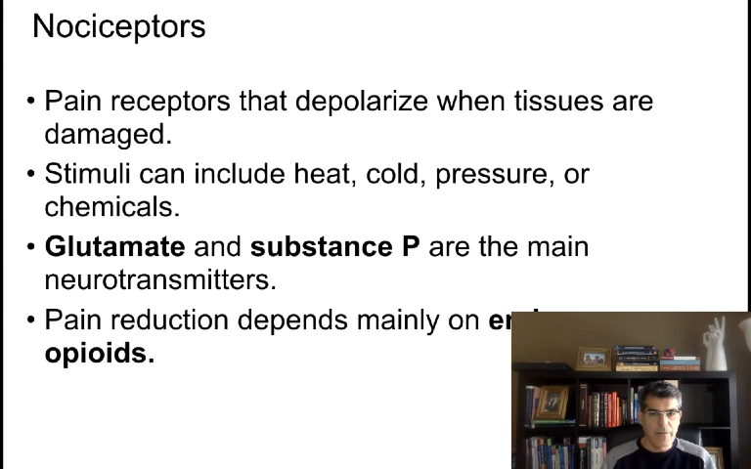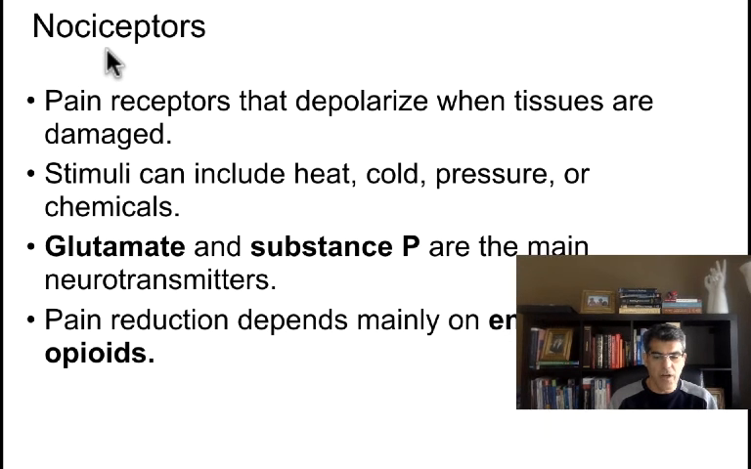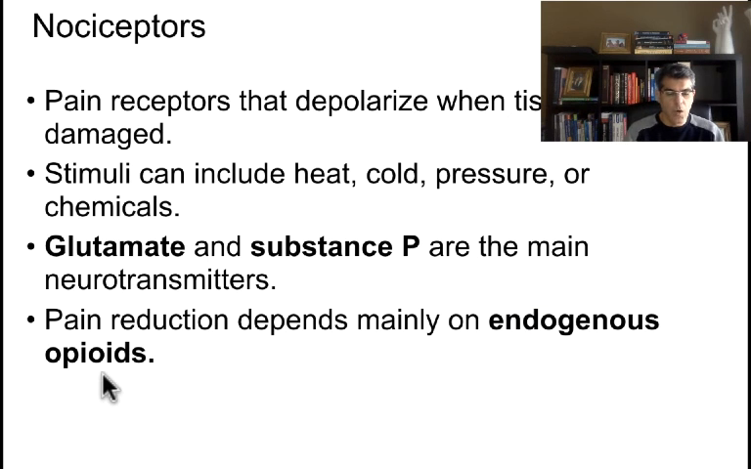Now let's talk about the most important receptor, and that is, of course, the nociceptor. Nociceptor is a receptor for pain. This receptor can detect damage to the tissue. A damaged tissue can release some neurotransmitters, which mainly can be glutamate or substance P. These two can stimulate the nociceptor, and this receptor is going to send the information to the brain. We already know that to block this pain, we're going to release something that's called endogenous opioid.